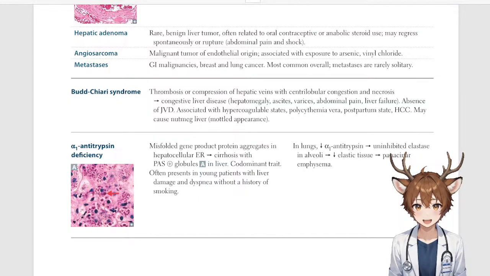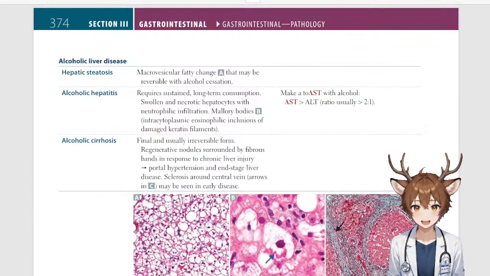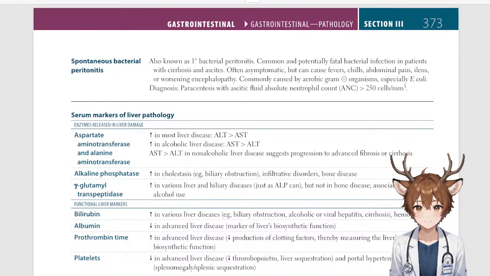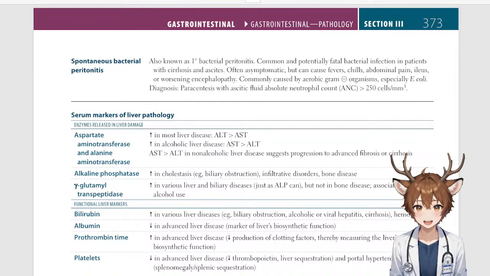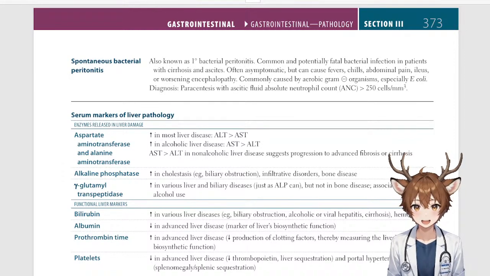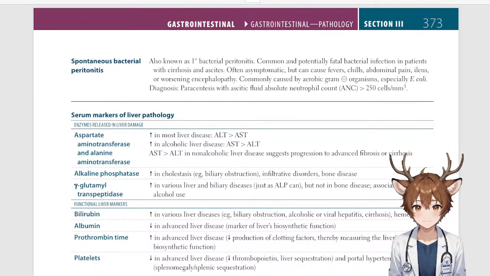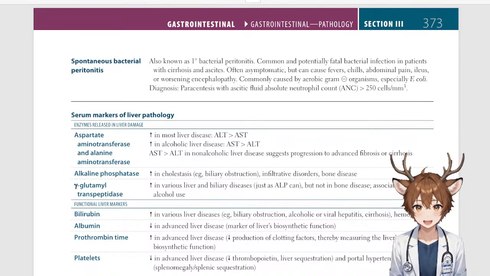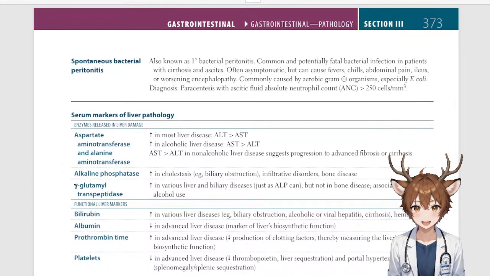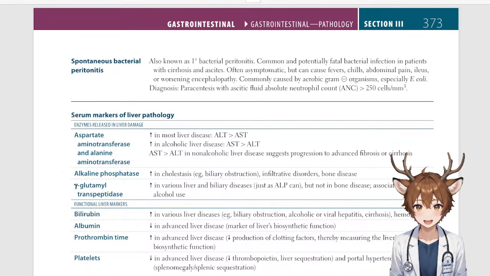Let's go back to spontaneous bacterial peritonitis. Spontaneous bacterial peritonitis, also called primary bacterial peritonitis, is a common and potentially fatal bacterial infection in patients with cirrhosis and ascites, often asymptomatic, but can cause fevers, chills, abdominal pain, ileus, or worsening encephalopathy, commonly caused by gram-negative organisms like E. coli or Klebsiella, or less commonly gram-positive streptococcus.